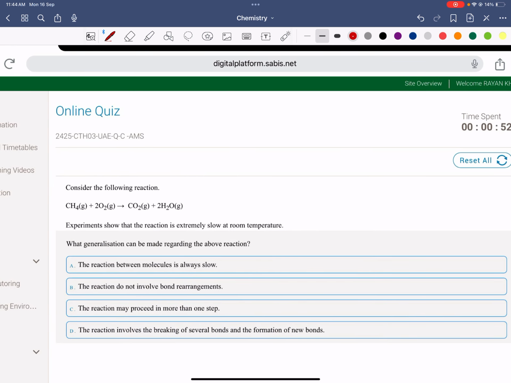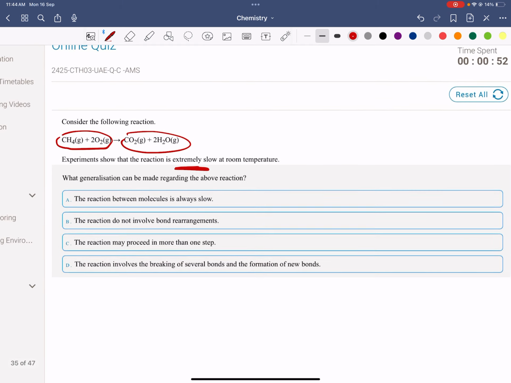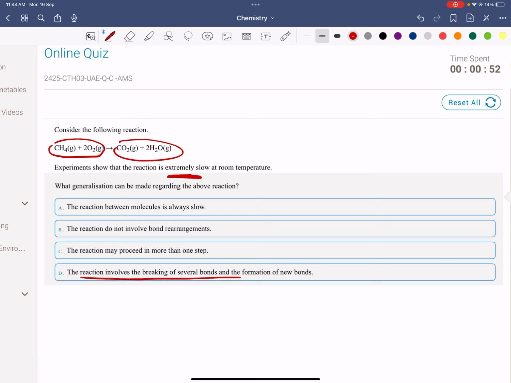We have the following reaction. Experiments show that the reaction is extremely slow at room temperature. So what does it mean when a reaction is slow? Remember, we usually break bonds in our reactants and we form bonds in our products. So if it is slow, that means it involves a lot of breaking and the formation of new bonds. All the other options do not determine why it is slow. They could be right, but it's not absolutely true. We can't be 100% sure that that's the reason why. However, this one we can know is the reason, because that's what happens in a chemical reaction, basically.